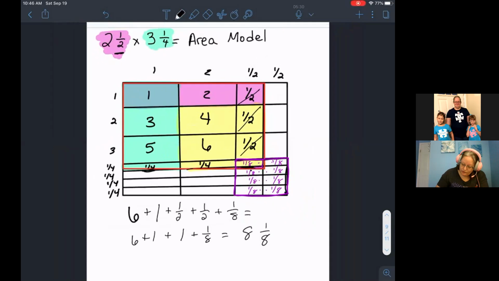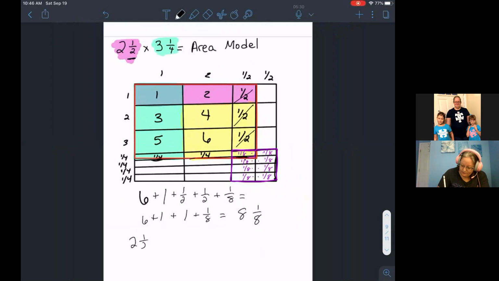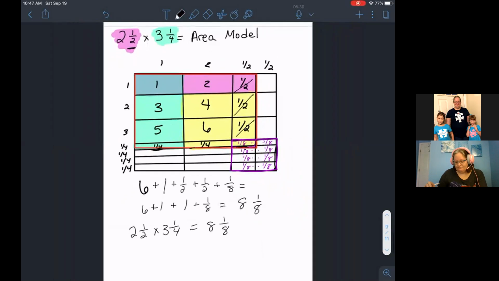So 2.5 times 3.25 is going to be 8 and 1/8. Another way we could double check our work would be to change it to improper fractions and multiply straight across. So 2.5 would be 2 times 2 plus 1, which is 5/2, times 4 times 3 is 12 plus 1 is 13/4.